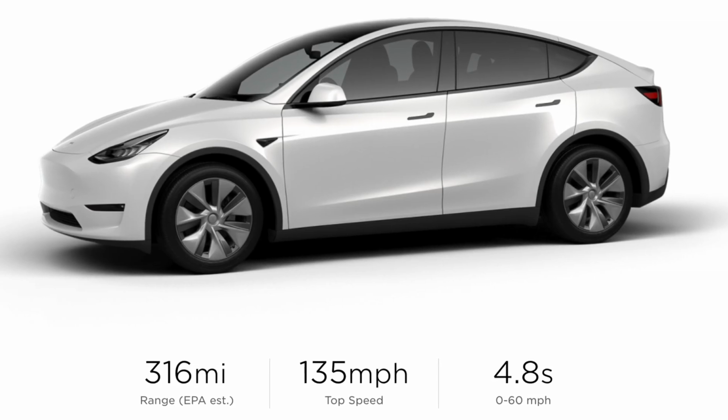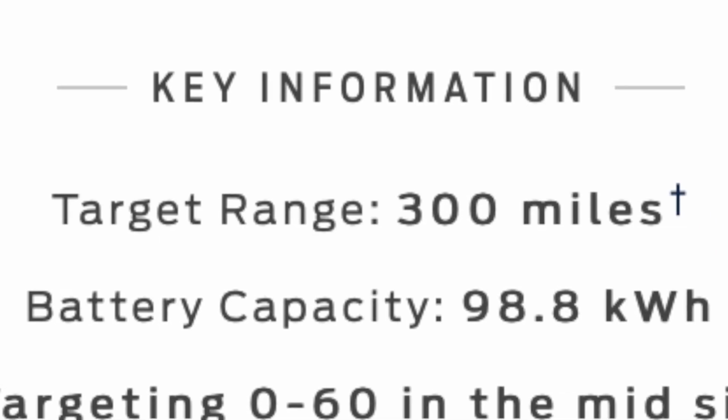So the Mach-E is supposed to have 300 miles of range in the rear-wheel drive version, whereas the Model Y already exceeds that at 315 miles. I think it's 316 now, but 315 miles nonetheless. Will Ford actually be able to compete with that range? Who knows? Because Ford actually says they are targeting 300 miles. So chances are it is going to be lower.